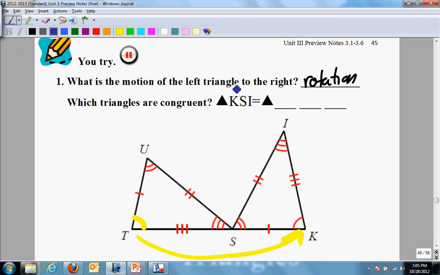Then we want to line up K. K is a single sweep. It matches with the single sweep T. And then S. S is a double sweep on the right-hand side. So it matches up with U on the left-hand side. And then I is a triple sweep on the right, and then going to the left, your triple sweep on the left is angle S. So KSI is congruent to triangle TUS, and that rotation this time was from right to left.